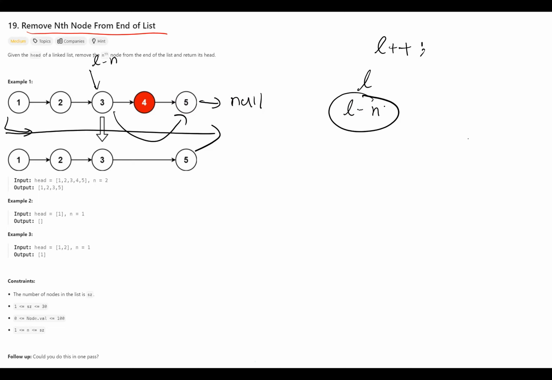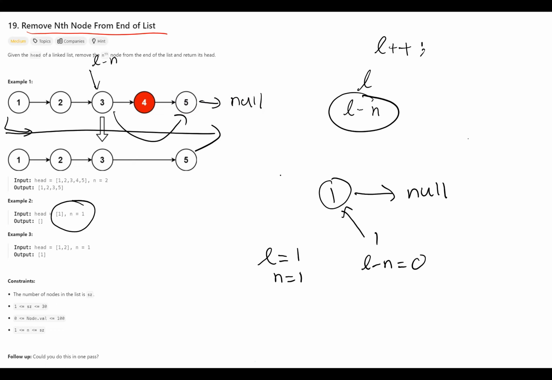Okay, so here is one thing to notice. Say for the second example, say this is 1 and this is null, right? And we have to remove the first node from the beginning. So here the value of L is 1, n is 1. So L minus n is 0. And as you see, we don't have any 0th node from the front. We can handle that in a different way, but for the ease of the problem, what we can do is keep a dummy node and make the head of the list the next of the dummy node and then start from there, right? So this way, the problem is going to be eased now.